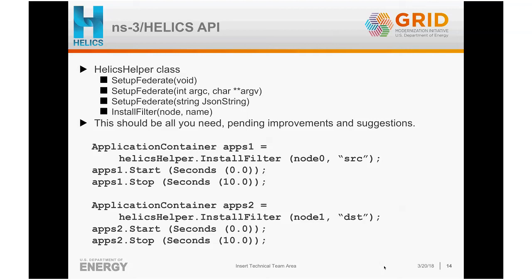So the example code is on the bottom of the slide. When you call install filter, it returns you an application container. And then you need to specify when to start and stop. This is an NS3ism. So the individual applications installed on nodes have to be given when to start running and when to stop running. And we could probably make this a bit more elegant for users, perhaps doing this all at once, starting all of the Helix applications at the same time and stopping them at the same time. But this is where we're at today.